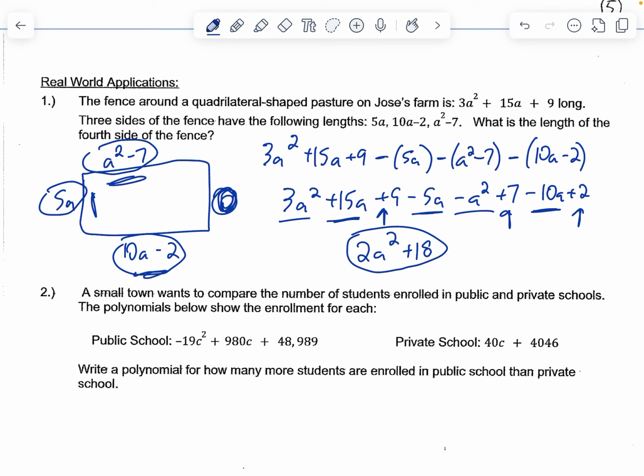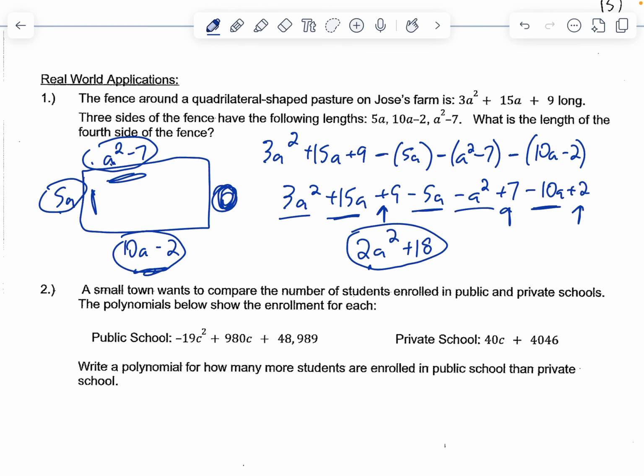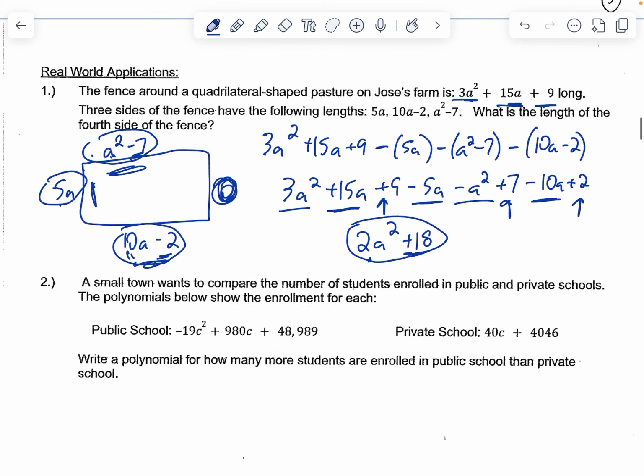To quickly check our work, let's combine this together with our other three terms. So that 2a squared and a squared gets us to 3a squared. We have 5a and 10a, that gets us to 15a. And then negative 7 and negative 2 is negative 9. Negative 9 plus 18. Look at that. That ends up with our original expression.